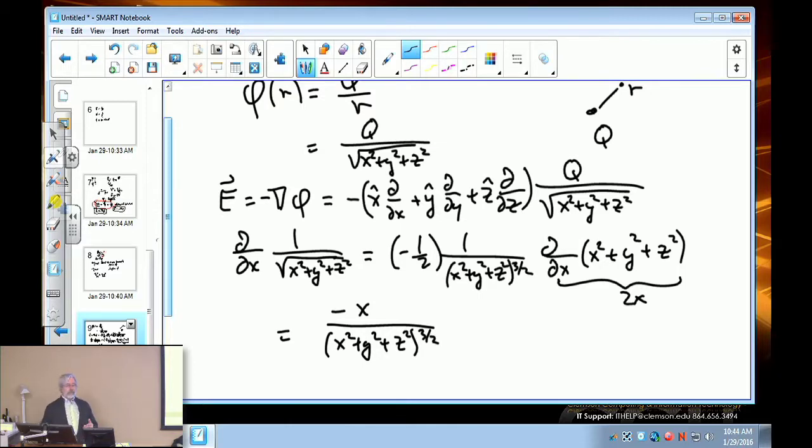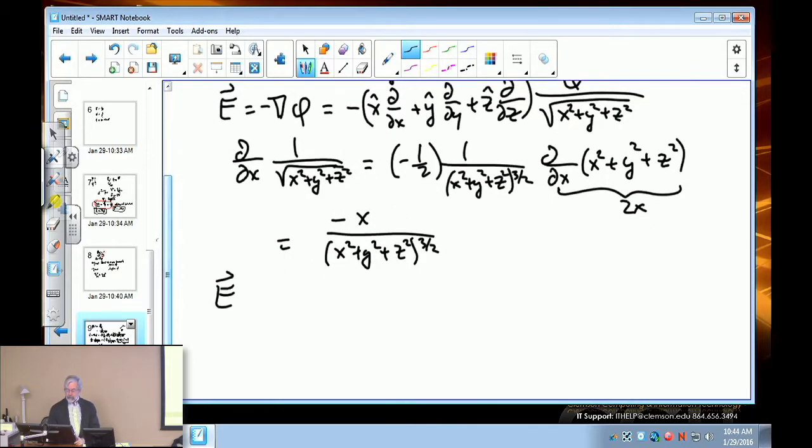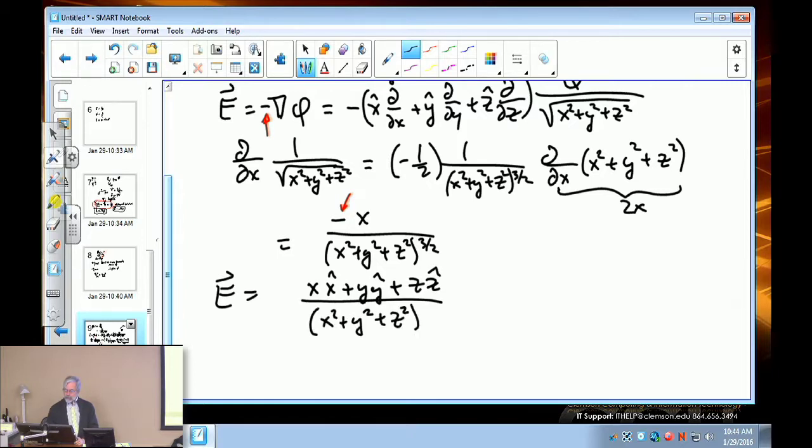Okay, and then now you can see what the other terms come out to be, because the derivative with respect to y leaves a y in the numerator, the derivative with respect to z leaves a z in the numerator. And so the electric field then, and there's another negative sign here you've got to remember, there's that negative sign as well as this negative sign. So it comes out to be x hat plus y hat plus z hat divided by x squared plus y squared plus z squared to the 3 halves, and then there's a q out front. And that is the electric field.